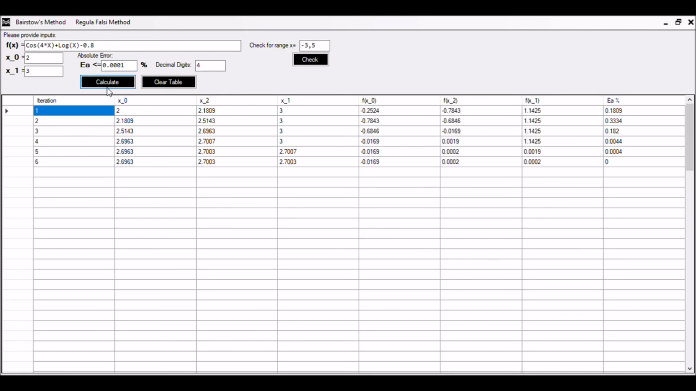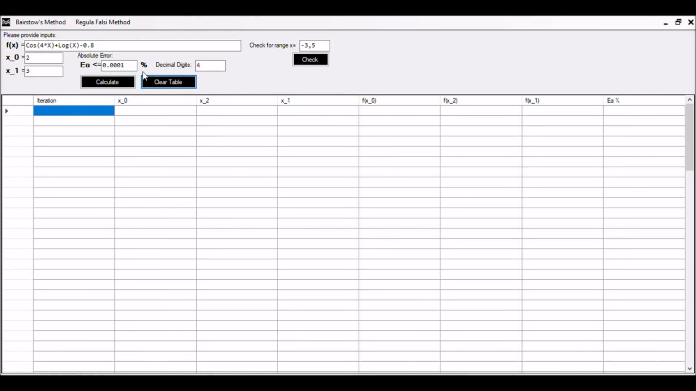As you can see here, after just 6 iterations, we satisfy the terminating condition, which is 0.0001. Now here it's 0. So this is the demonstration for the Regula Falsi method using the transcendental equation. Let's clear the table and try another problem.